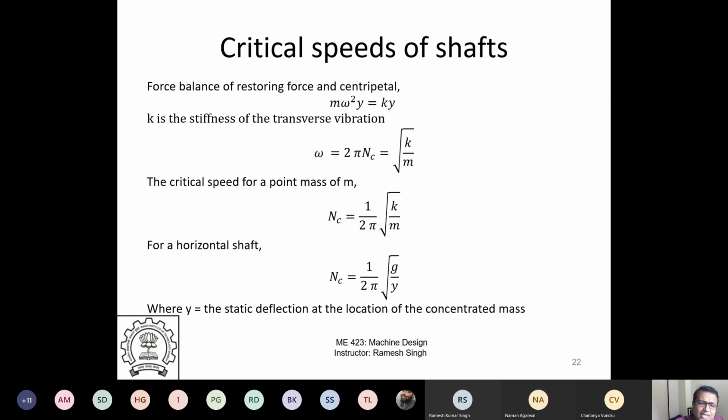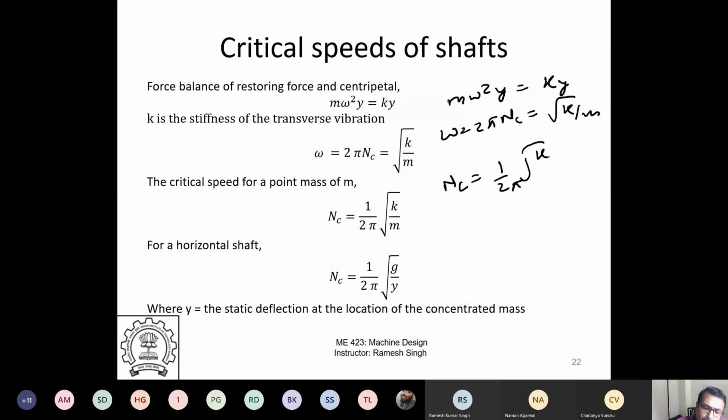So basically, very simply, what you can do is, m omega square y is equal to ky. So basically, I know that omega or 2 pi nc, frequency, omega or 2 pi nc, will be equal to root over k by m, where k is stiffness and m is the mass. So critical speed nc is equal to 1 over 2 pi root over k over m.